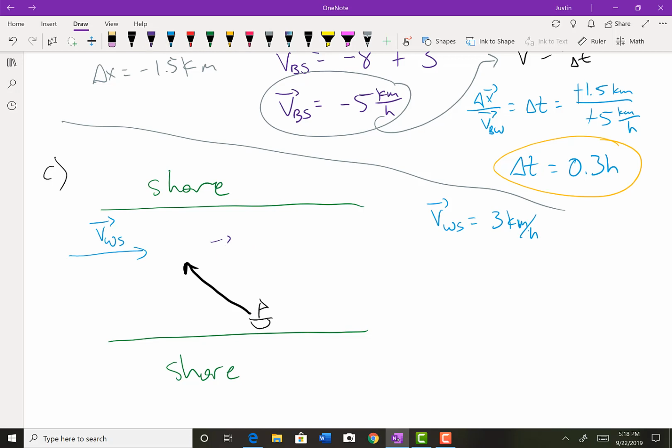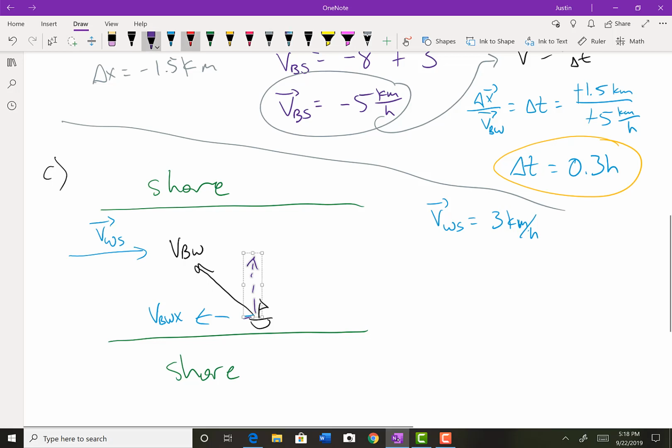Let's see, what would be the best way? So here's going to be my velocity of the boat with respect to the water. This thing, it's going to go like this. But then I'm going to get some component going up, and then some component going to the left. So this would be the velocity of the boat with respect to the water along x. And let's make this red. This would be the velocity of the boat with respect to the water along y.